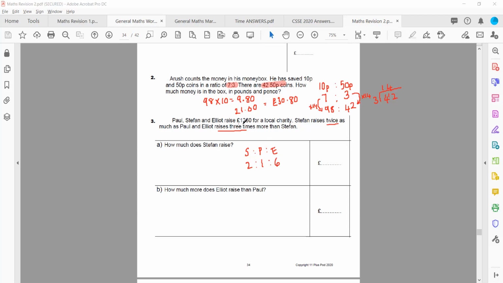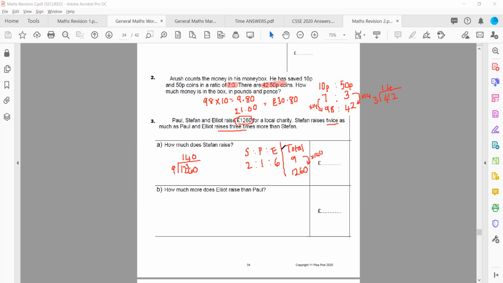Okay, so we have the total amount they raised as well up here of 1,260. So we can put in another column for totals. We can total our shares. So we've got 2 plus 1 plus 6, which equals 9. And that needs to go into 1,260. And again, you can do your bus stop. You don't need to do this mentally unless you are able to, but it's always better to do your working out. 9 will not go into 1. 9 will go into 12 once, carry 3. And 9 goes into 36 4 times. And 9 goes into 0 0 times. So we are timesing by 140.